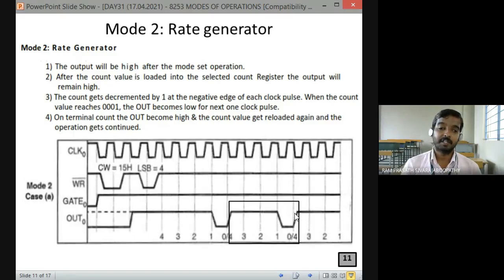In your lab experiment, we actually have the 8253. So in our lab we usually use mode 2 and mode 3. Okay? So mode 2 is an auto reload mode. Whenever terminal count is reached, the count value is going to be loaded again and again. Fine. Shall we proceed to the next mode of operation?